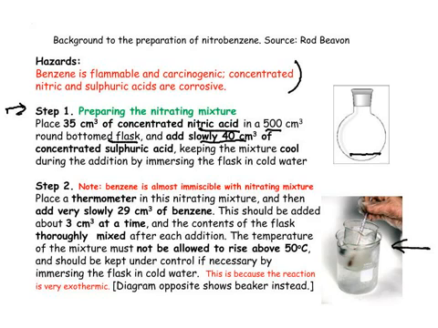Note that benzene is almost immiscible with the nitrating mixture, so it takes plenty of agitation there. Place a thermometer in this nitrating mixture and then add very slowly the benzene. This should be added about 3 cubic centimeters at a time with plenty of cooling in between. And you do your best to make sure the contents are thoroughly mixed after each addition. And don't let the temperature go up above 50 degrees C in this particular case.